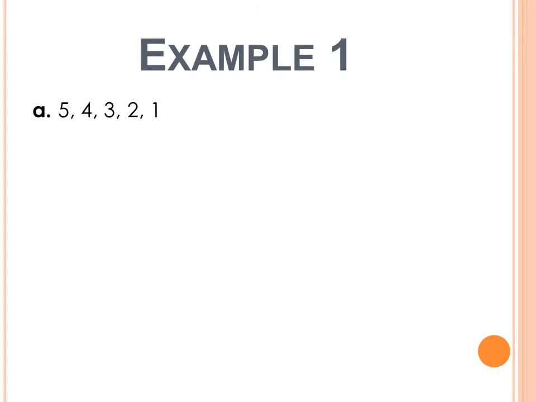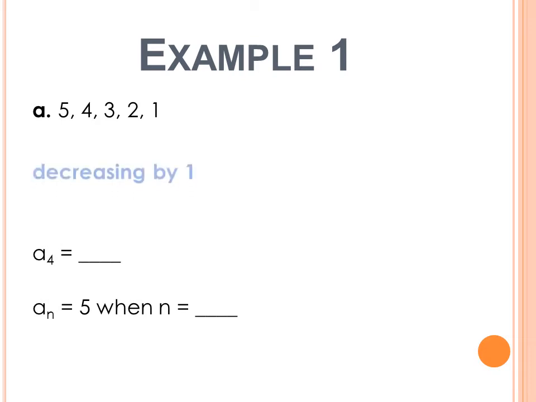Alright, let's look at two more examples. 5, 4, 3, 2, 1. First, see if you can describe the pattern. You should be able to see that this is decreasing by 1. A sub 4 means we're looking for the fourth term of the sequence, which in this case is 2. A sub n equals 5 means we're looking for the term 5, and we want to know what the index is. So we find the number 5 in our sequence and see that it's the first term, which means that n would equal 1.